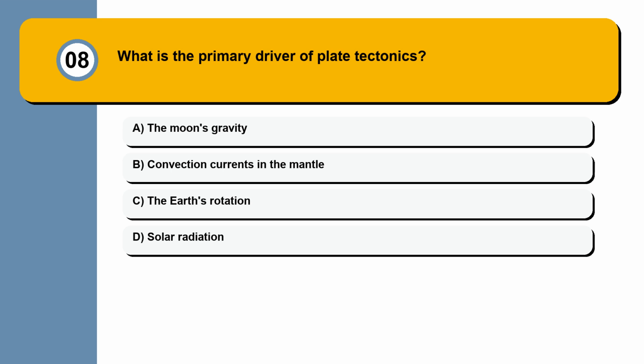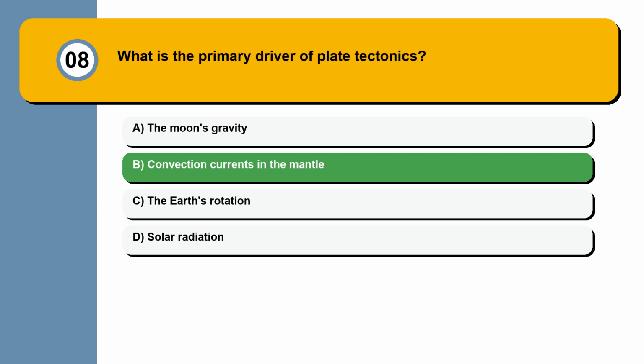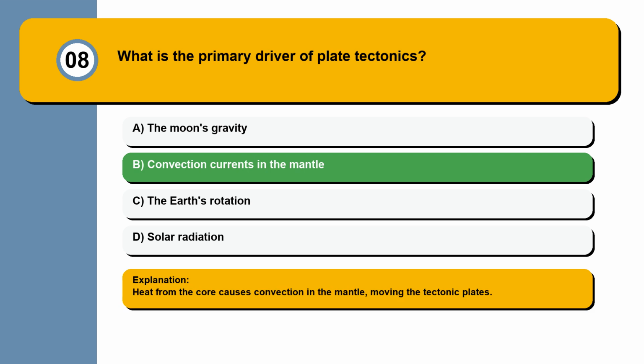Question 8. What is the primary driver of plate tectonics? The moon's gravity, convection currents in the mantle, the Earth's rotation, solar radiation. Heat from the core causes convection in the mantle, moving the tectonic plates.